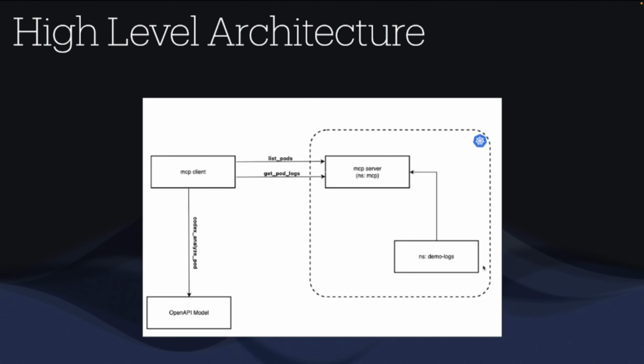This is the high-level architecture, or a high-level flow diagram, for what we are doing today. We will have the MCP server deployed in Kubernetes in one of the namespaces. And then we have another namespace where we'll be adding some sample applications to generate logs. The MCP client will be accessing the MCP server and also the OpenAI model. So now let's quickly jump into the demo.